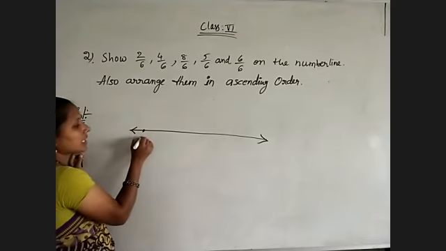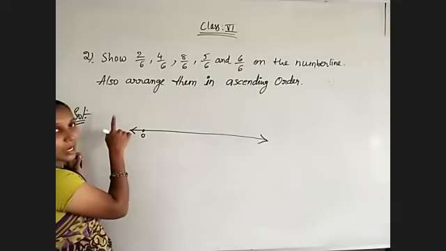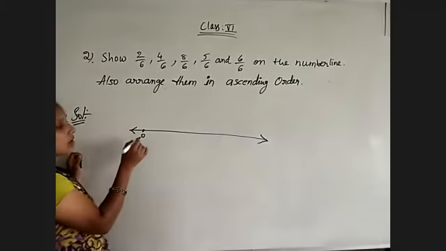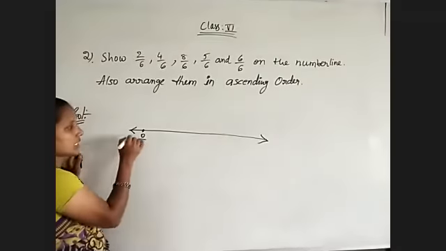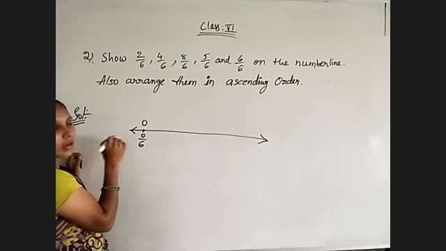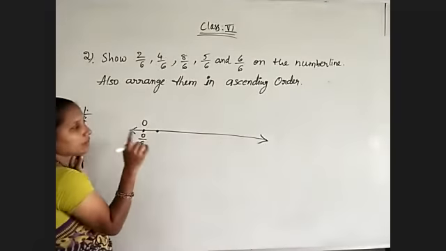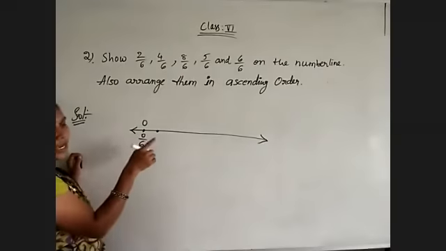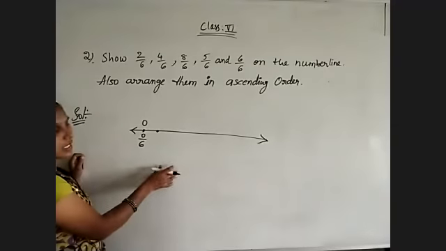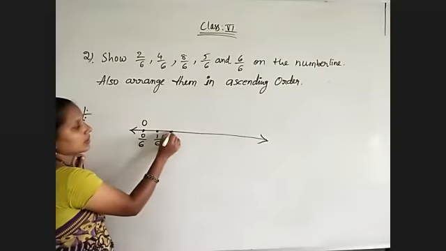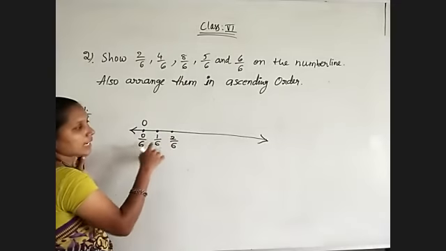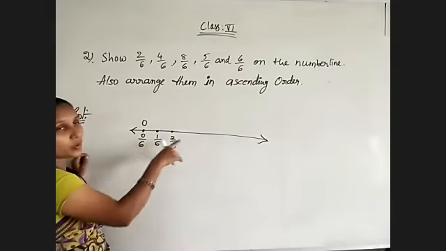First I am taking 0. The denominator is 6 for every fraction, so I am starting with 0 by 6. It is 0. Then from 0 to 1, there are a total of 6 equal parts. So 1 by 6, 2 by 6. It is divided into 6 equal parts from 0 to 1.